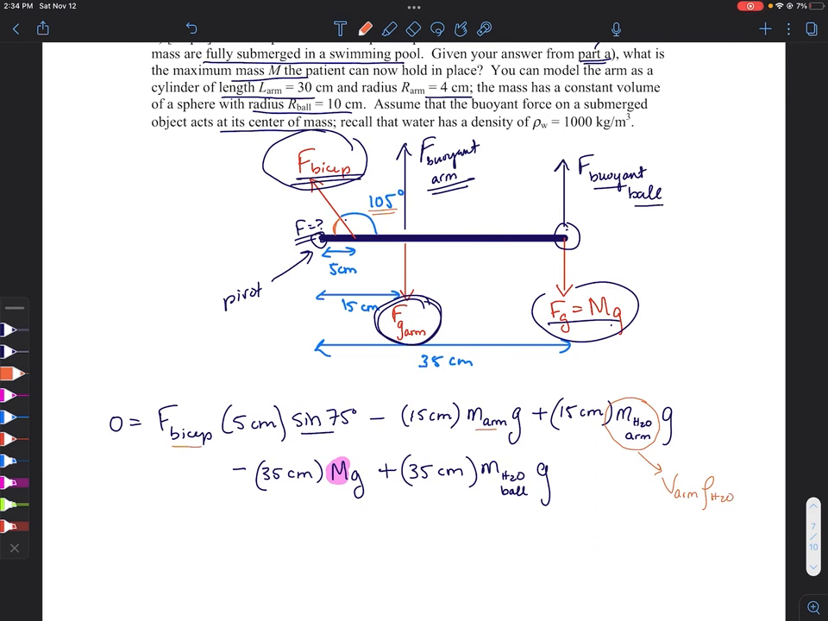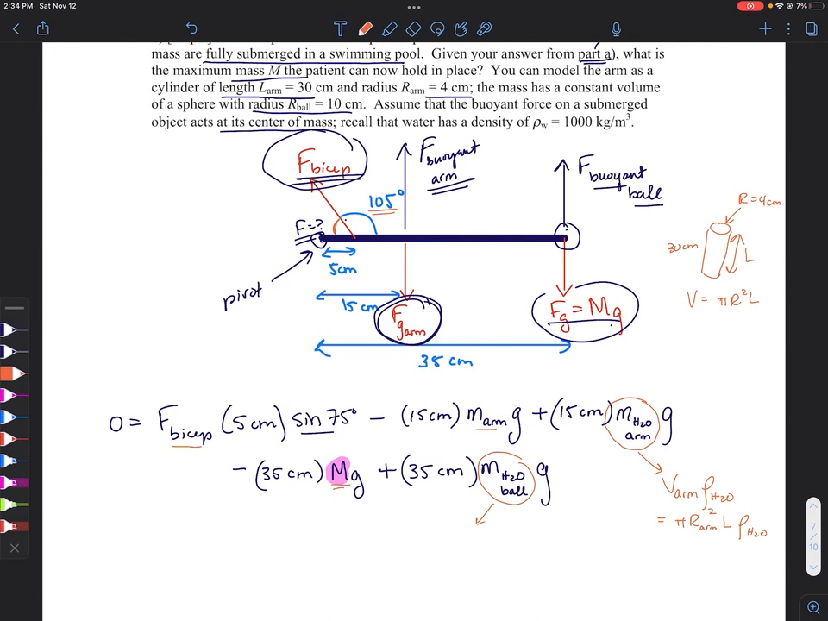And the arm is a cylinder. The arm is a cylinder that has a length of 30 centimeters and it has a radius of 4 centimeters. So the volume of this is pi r squared times the length L. So this will be pi r arm squared times L times rho H2O. Okay, we know we're looking for this. Now we need to figure out what this is.